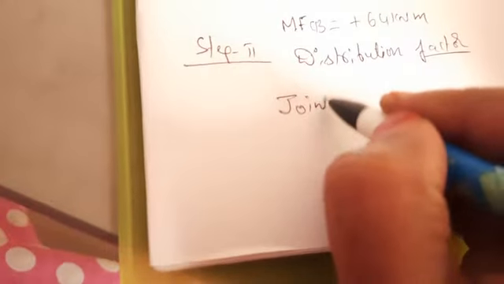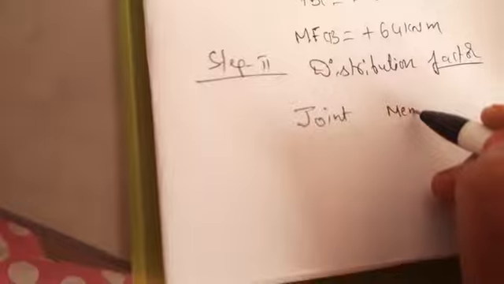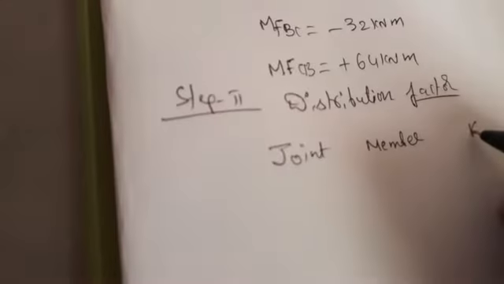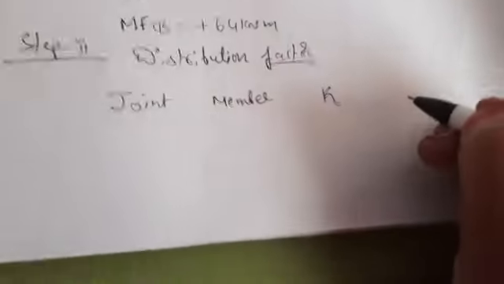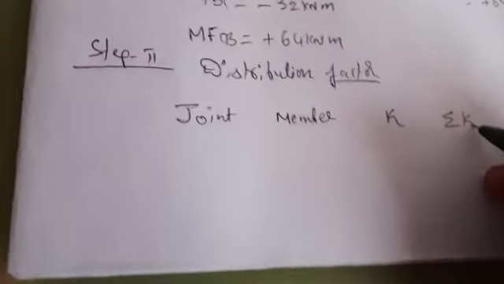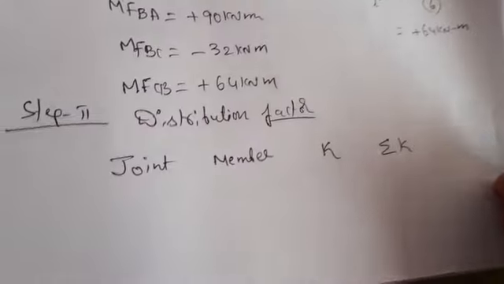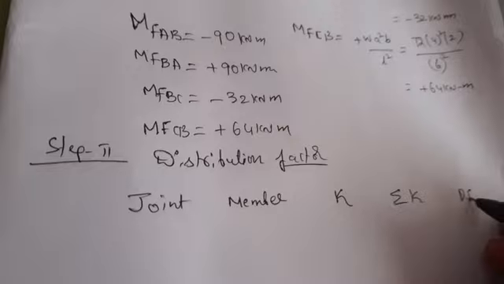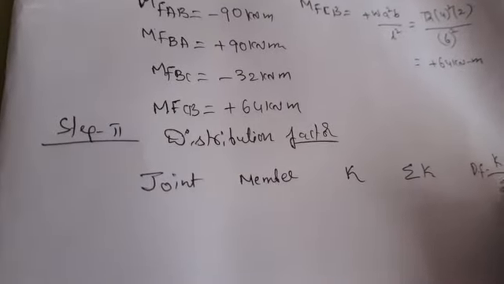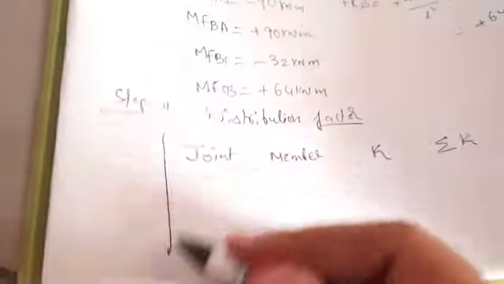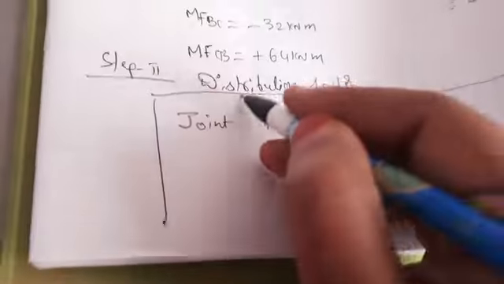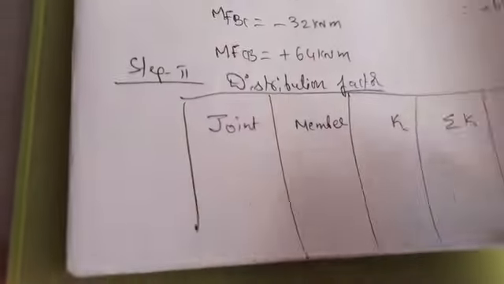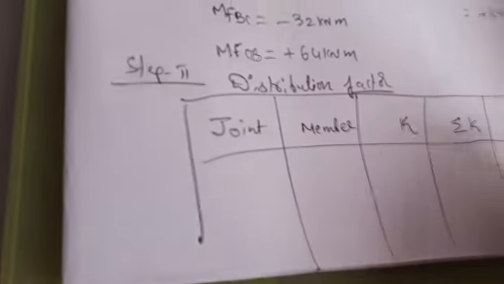Now first you have to draw a tabular column for this distribution factor. First you have to take the joint. Next you have to write the member. And the next one is the stiffness K, and the fourth one is the summation of stiffness sigma K, and the fifth one is the distribution factor. The distribution factor equals K by summation of K. This is the main table. I have to draw it in a table, then you can easily understand.